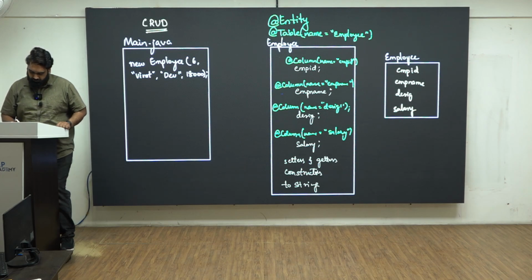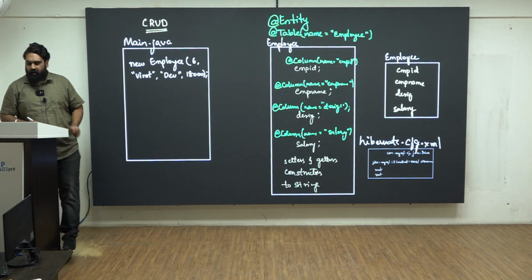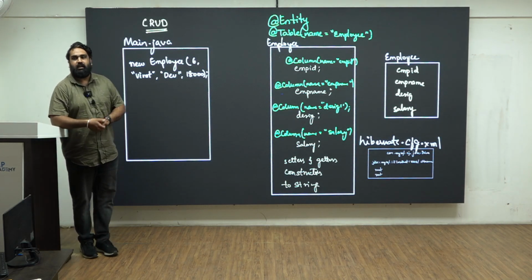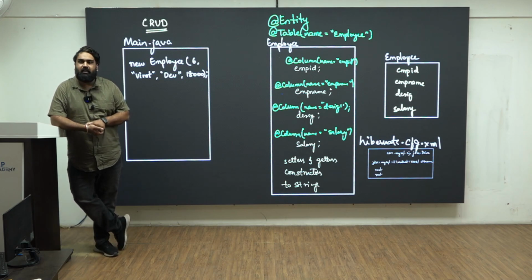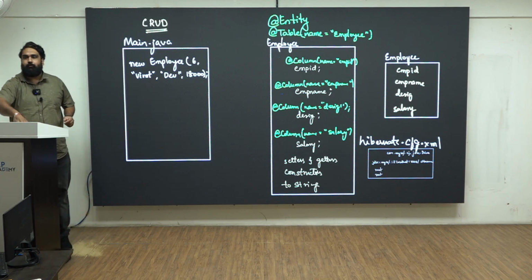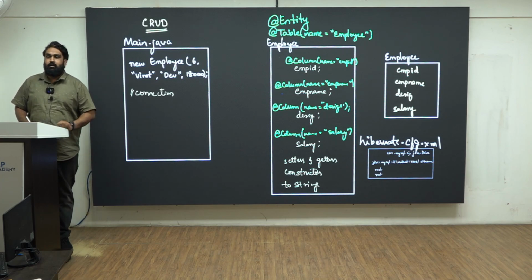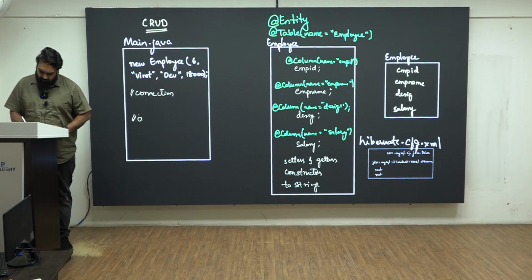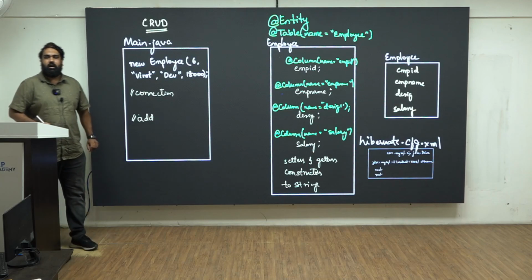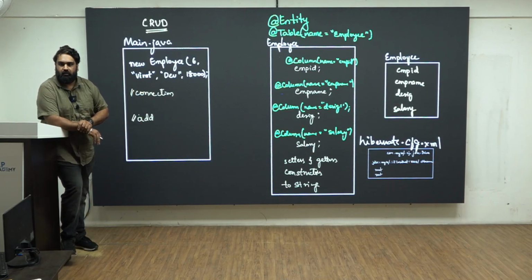So now here I am also having hibernate.cfg.xml. Why do I need hibernate.cfg.xml? To establish a connection to the database. I hope you are able to understand this. So here, after creating an employee object, to connect to the database I would have written some lines of code for connection. Then also, to insert the data, I would have written some lines of code to add the data into the table.